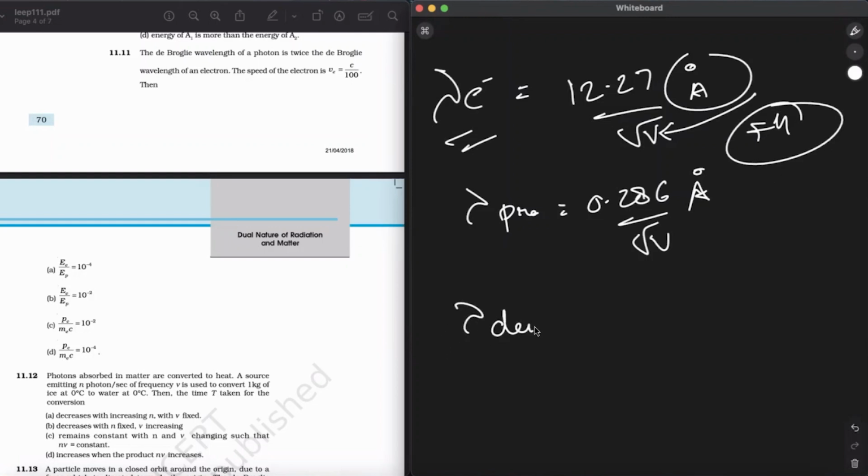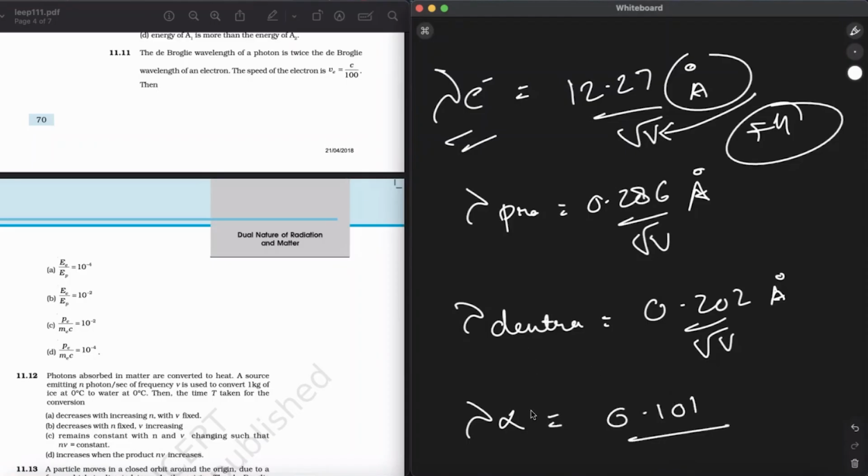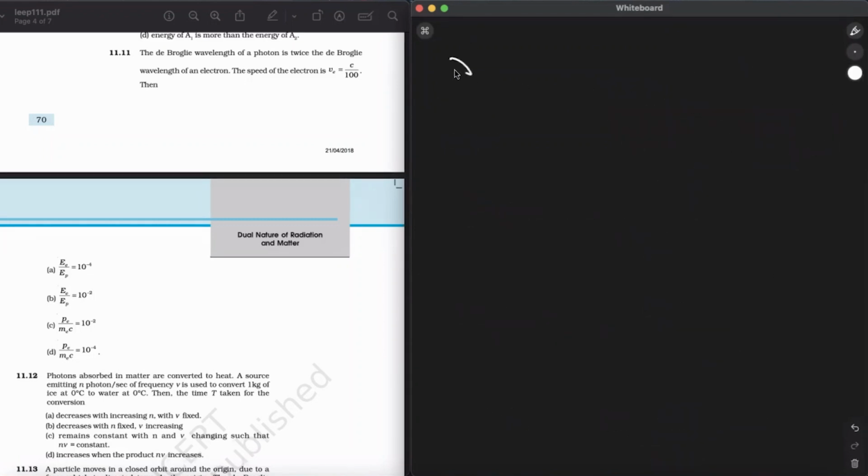Lambda deuteron also you have to remember. It is 0.202 upon under root V angstrom, and lambda alpha particle. See, these four are very important. Lambda alpha is equal to 0.101 upon under root V angstrom. So now the de Broglie wavelength associated with a neutron: lambda neutron is equal to 0.286 upon under root of E, in electron volt, in angstrom.